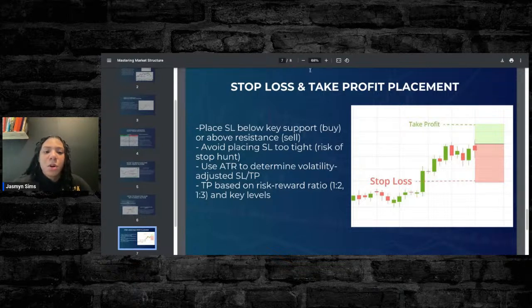And then you also want to set your take profit based on a good risk reward ratio. So 1 to 2, 1 to 3. Also, you want to have it sort of at a key element. So where do you predict the next resistance to be if you're buying, or do you think it's going to go back down to the support if you're selling?